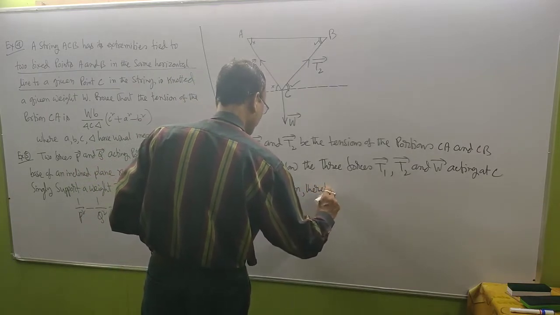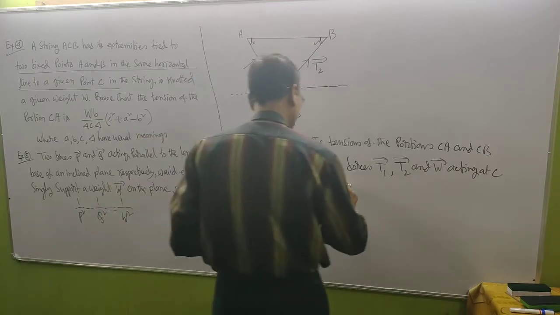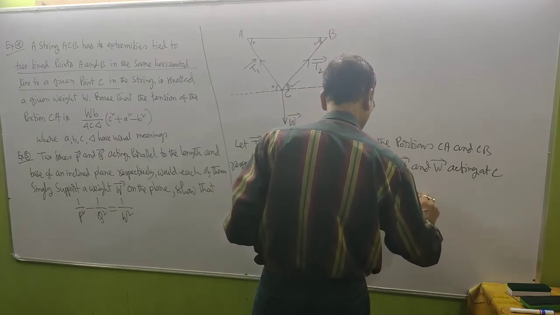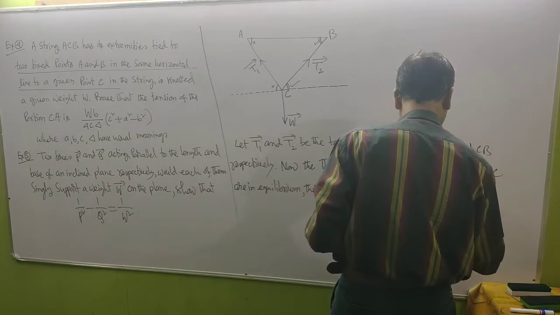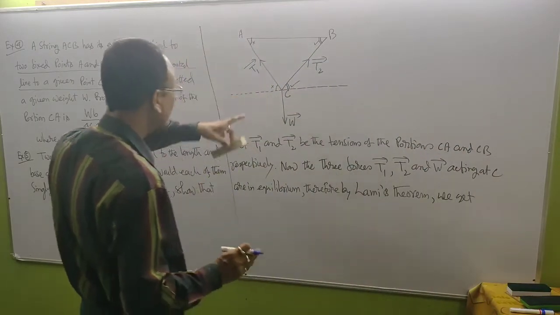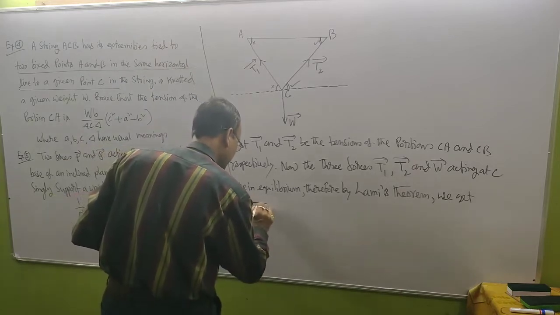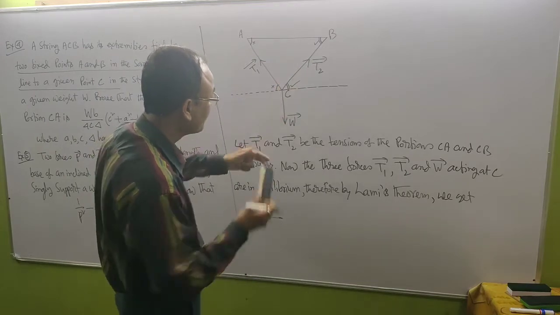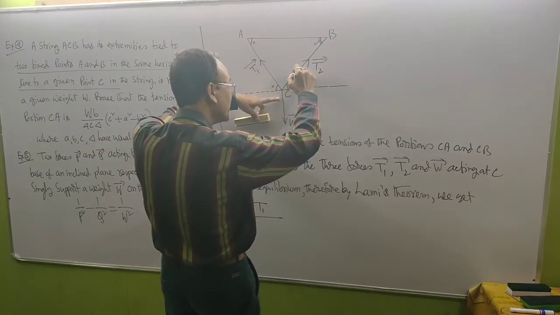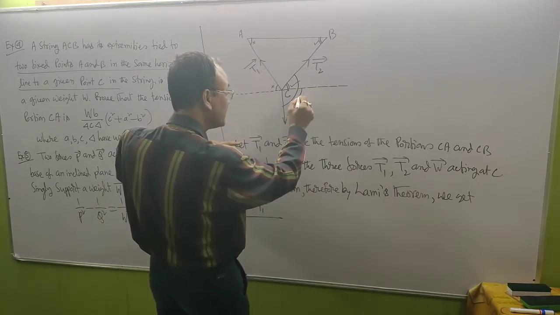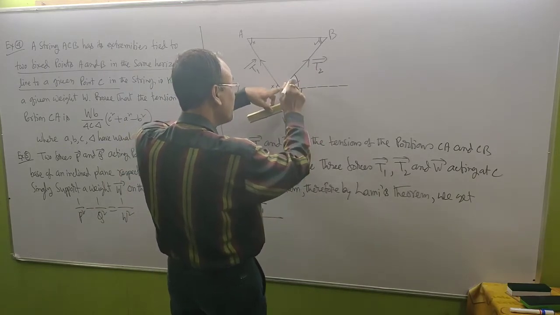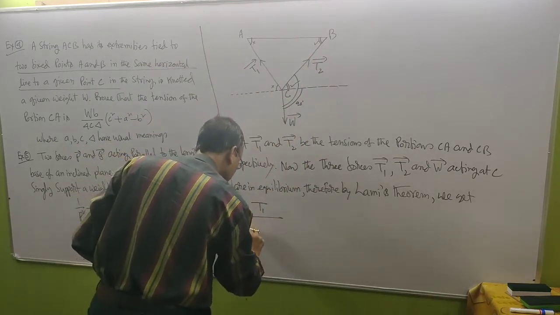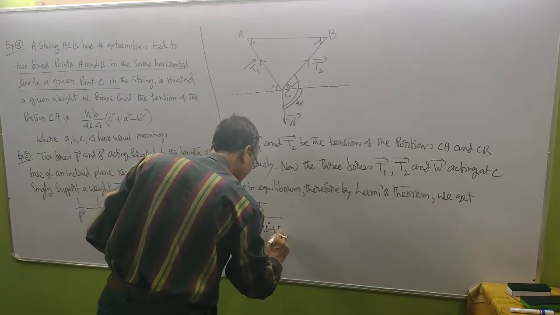Therefore, by Lami's theorem we get T1 divided by the magnitude of the force T1 divided by sine of the angle between the other two. What will be this angle? This angle is equal to 90 degrees plus this. What is this? This is nothing but B. 90 degrees plus B. Sine of 90 degrees plus B.